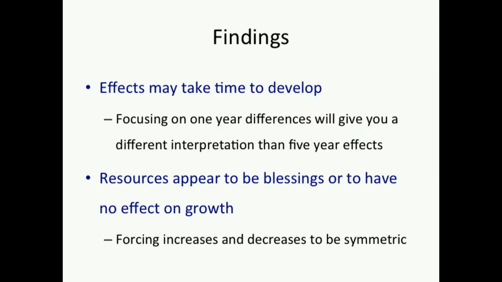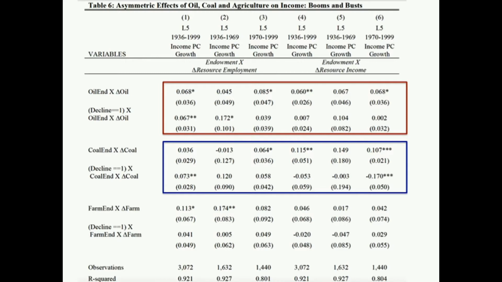All right, so effects take time to develop, and appear to be blessings or no effect. So we're going to go to the asymmetric effects now, and we're looking at a decline in oil, or this is the baseline effect. These are differential effects, so you should add up these effects to get the total effect. We'll talk a little bit more about interpretation, but the important thing is they're differential effects if you're used to looking at this. And coal, and then farming. So what you see, for example, is that there's a positive and significant effect for increases in oil, say increase in oil employment.